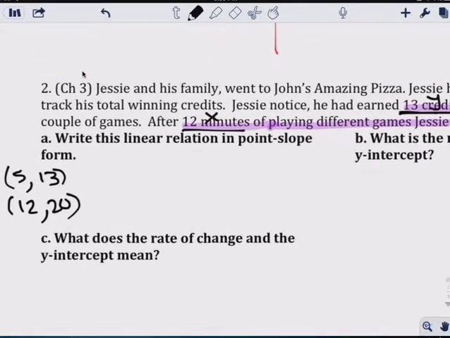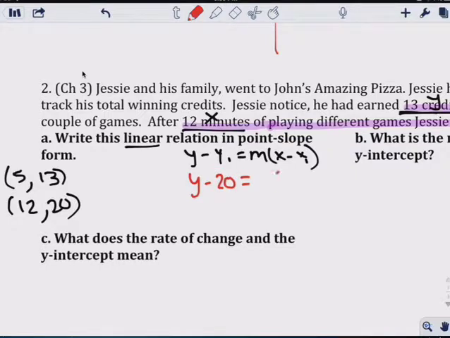Okay, so they want a linear equation in point slope. Point slope is y minus y1 equals m parentheses x minus x1. Okay, that gets you y minus, let's say 20, equals m, I don't know, x minus 12. I need to find m. M is y2 minus y1 over x2 minus x1.